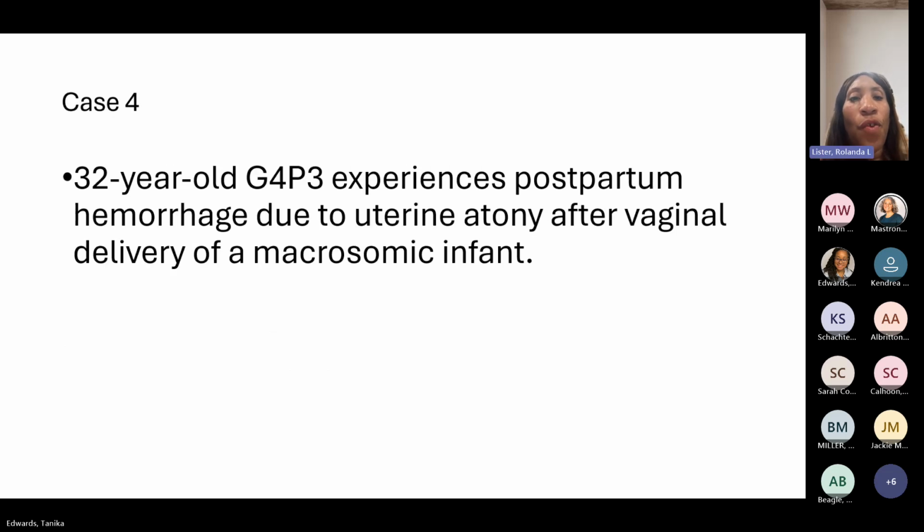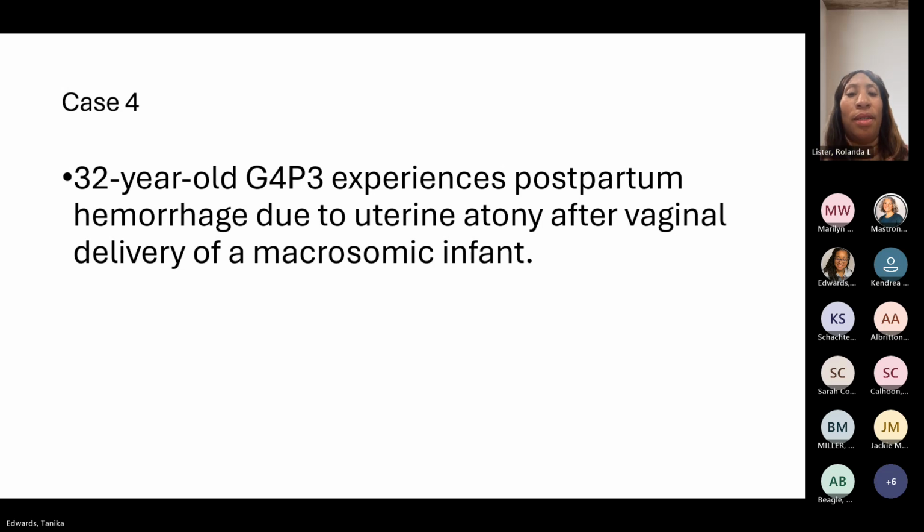So we have case 4. This is a 32-year-old gravida 4 para 3 who just delivered, experienced postpartum hemorrhage due to uterine atony after a vaginal delivery of a macrosomic infant. So just put in the chat some of her risk factors for postpartum hemorrhage, if you can.